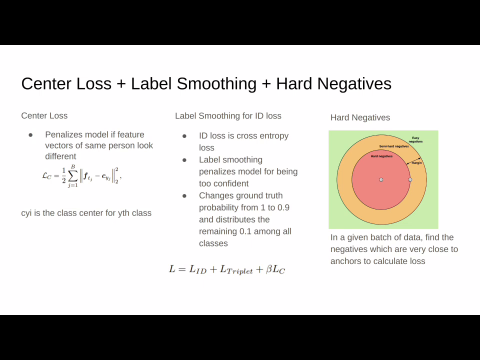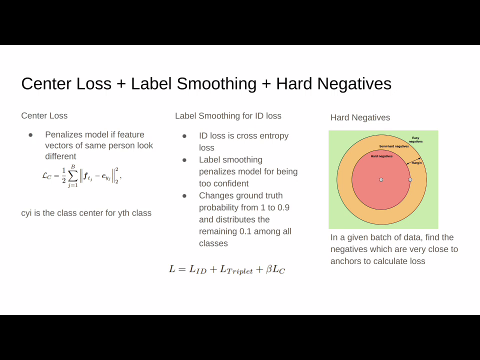Another technique that we use is hard negatives. So we try to find the hard negatives during training. Now, in the image on the right side, if we assume that the anchor lies at the center, and the first inner circle is where a positive sample lies, then any negative sample that lies within that circle would be considered a hard negative.